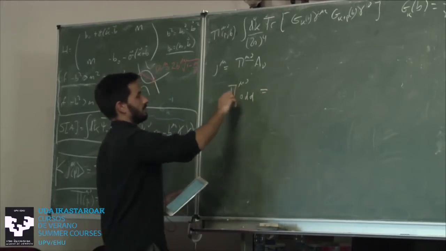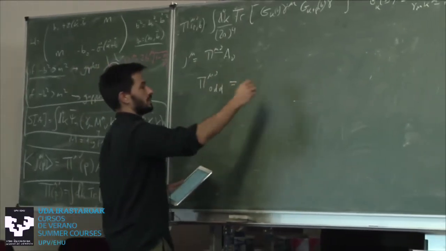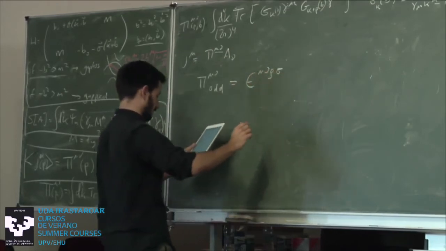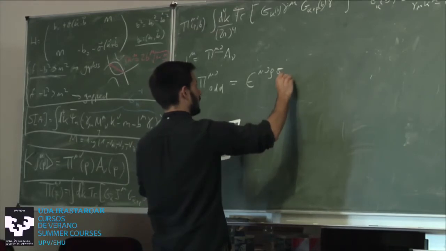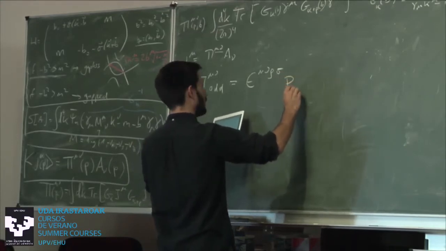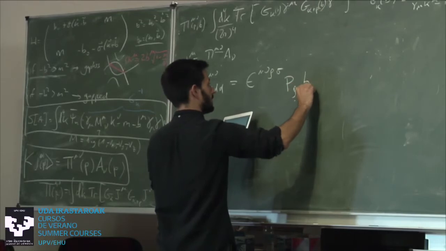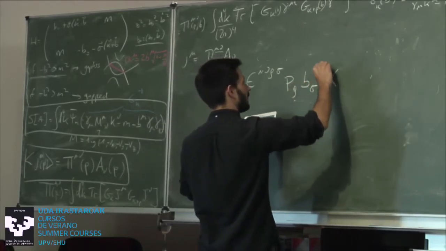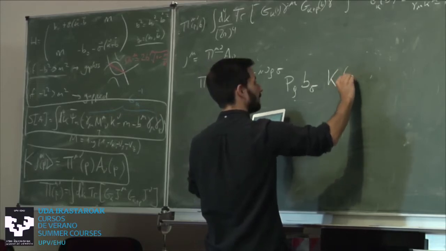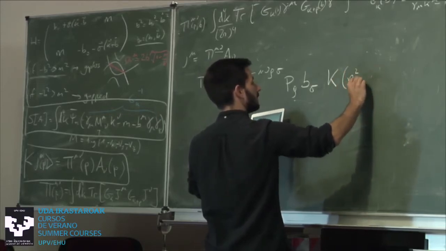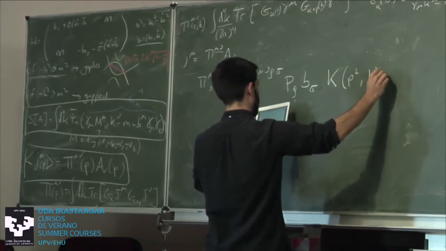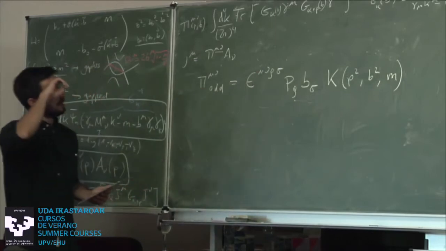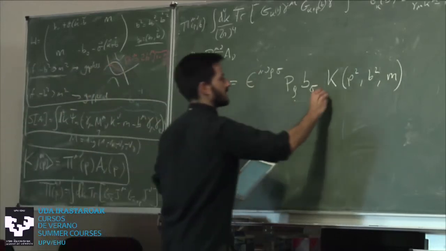So this means that for this part to be odd in mu and nu, I just define the Levi-Civita tensor. You can show that this guy is going to have the following form: epsilon mu nu rho sigma, P rho B sigma, and then some scalar function that's going to depend on P, B, and M. And now I want to ask what is this guy?